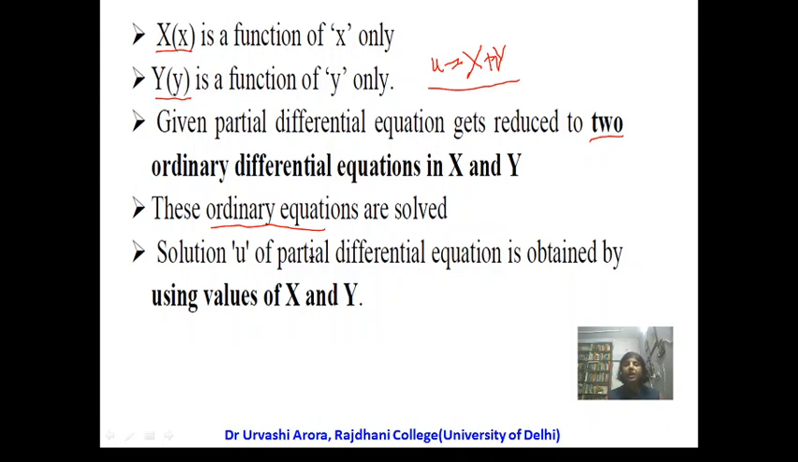And then finally we will get the value of capital X and the value of capital Y, and once the values of capital X and capital Y are obtained, then the value of u can be easily obtained by substituting the values of capital X and capital Y in u. So that is the method, that you just have to substitute in the last step. Let me take a problem and then the method will be more understandable.